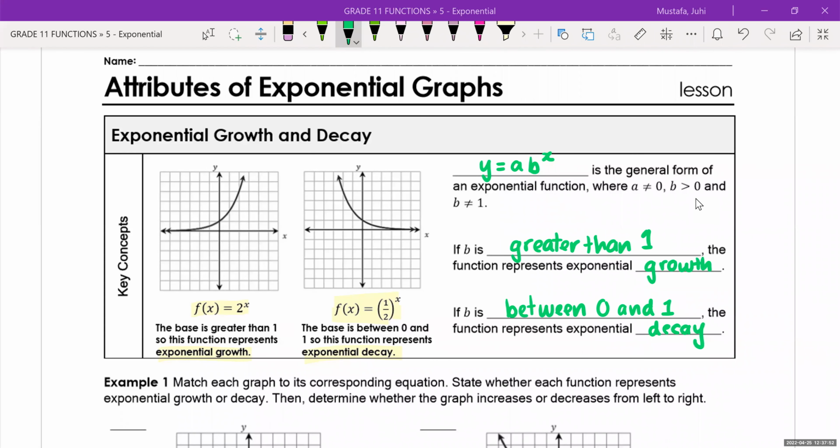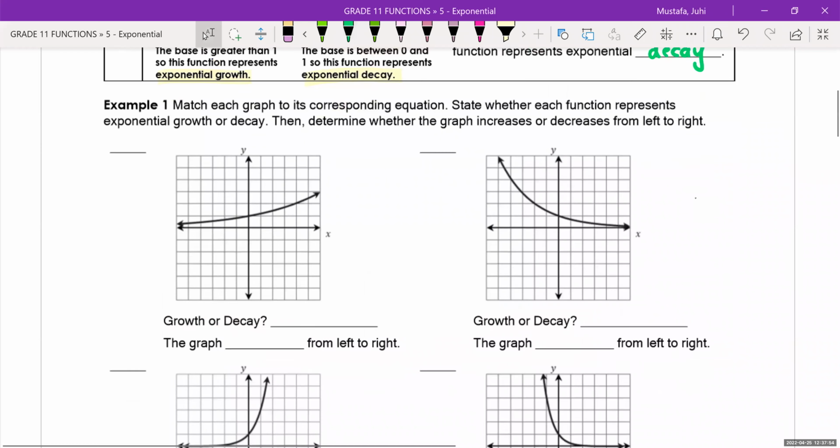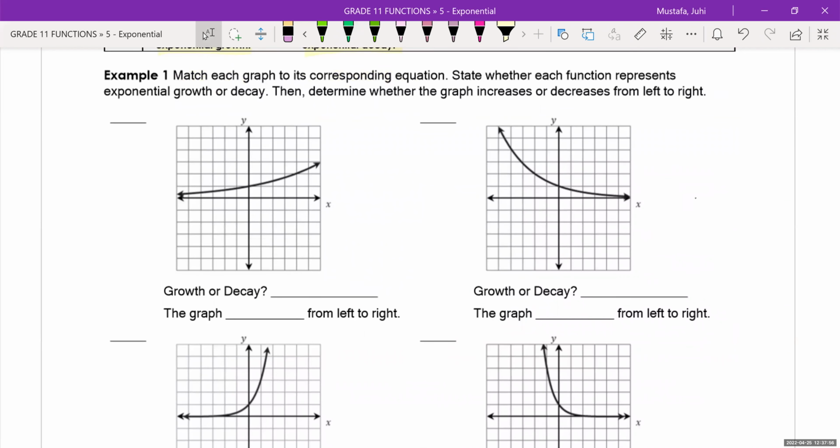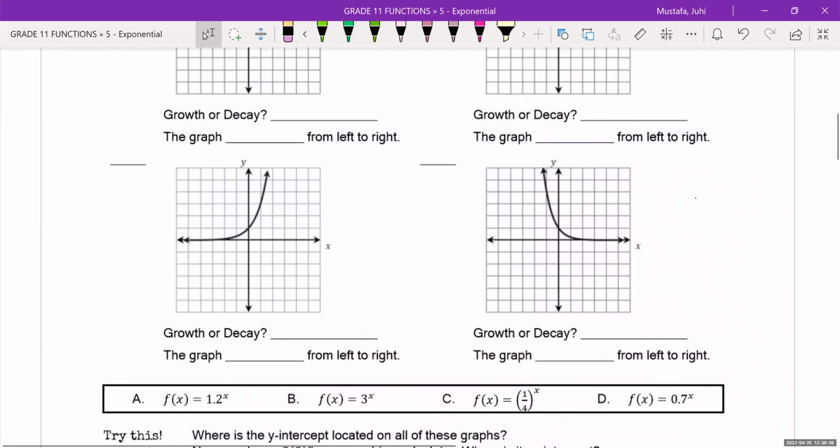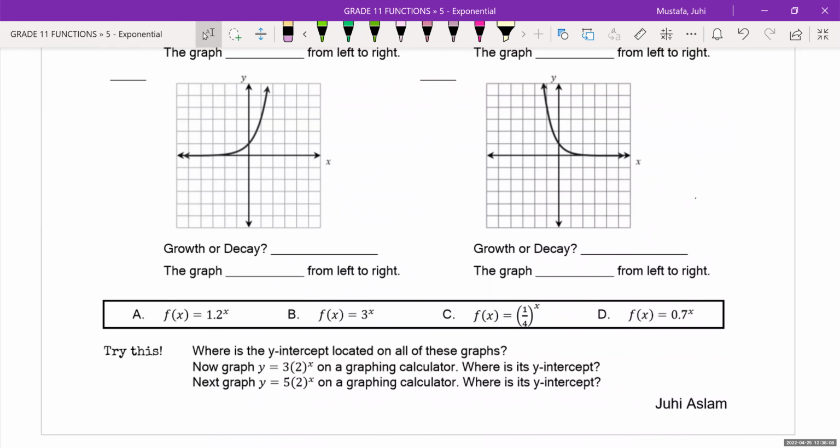So we're going to start off with a really easy example. Example number 1 says, match each graph to its corresponding equation, state whether each function represents exponential growth or decay, then determine whether the graph is increasing or decreasing from left to right. So you're going to notice at the bottom of the page, you have 4 functions, A, B, C, D. Go ahead and try this. Try and figure out which equation goes with which graph, and then tell me if it's growth or decay, and then figure out if the graph is increasing or decreasing from left to right. Don't look up until you're done, but I'll go ahead and write the answers so you guys can check your work.